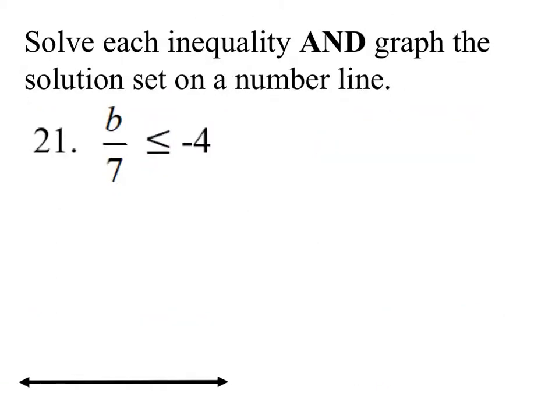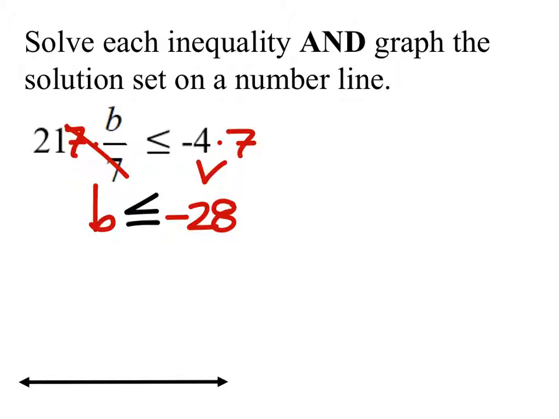Alright, here's number 21. Take a minute and try to see if you can solve this one and graph it. Alright, let's go through number 21 here. To solve it, we're going to have to multiply both sides of this inequality by 7 to cancel that out as a phantom 1. So we have b, and we're comparing that with negative 4 times 7, which is negative 28. Of course, we multiplied both sides of this inequality by a positive. So the inequality is b is less than or equal to negative 28.